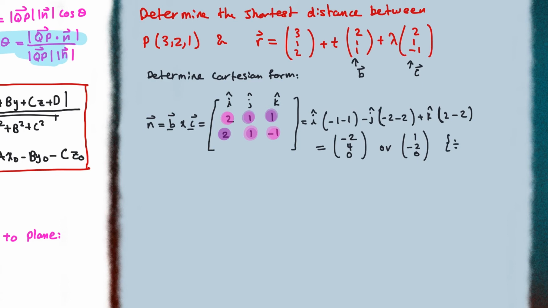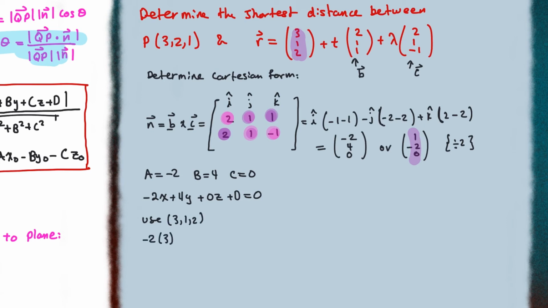And since this is a direction vector or normal vector, we can simplify it or divide it by 2 to get 1, -2, 0. We can choose any of these two to write our equation. It doesn't really make a difference, so let's try the -2, 4, and 0. In this case, we will get -2 times x plus 4 times y plus 0 times z plus d is equal to 0. We're going to use our point that is on the plane.